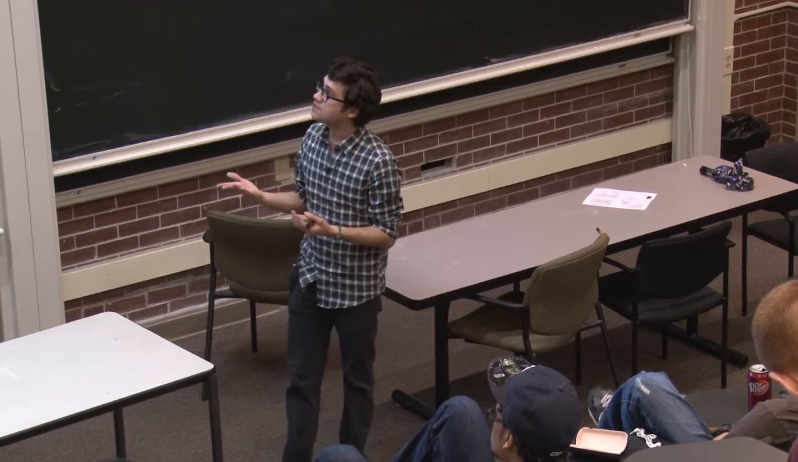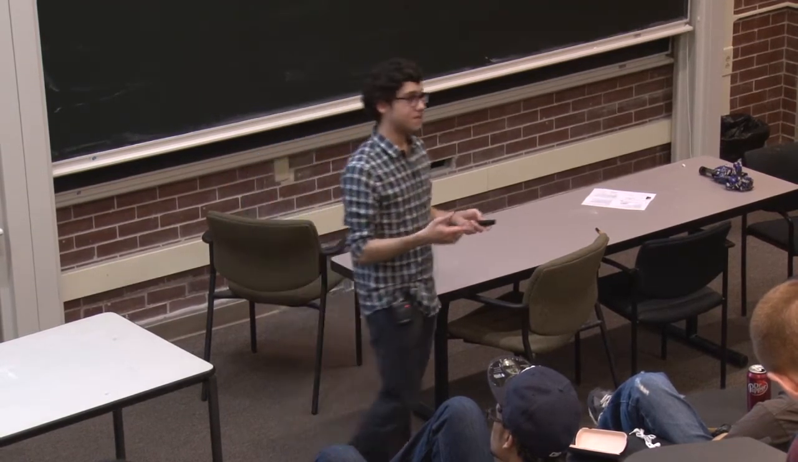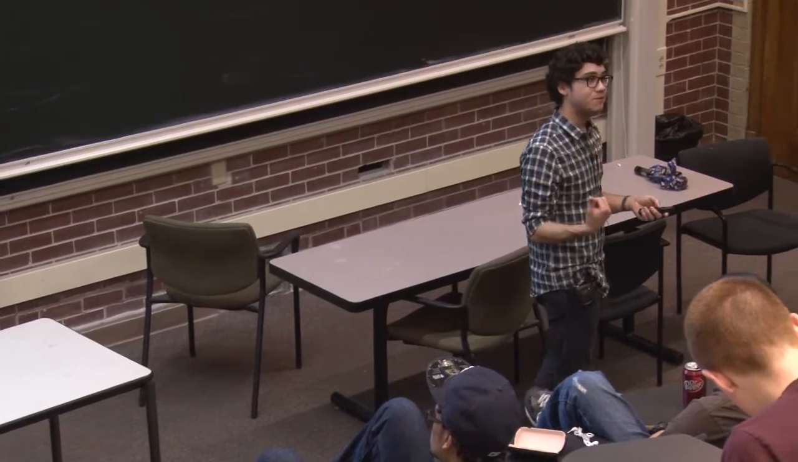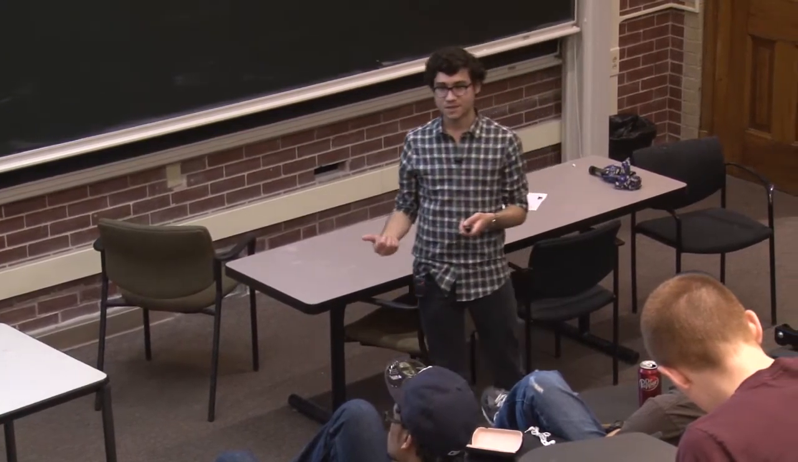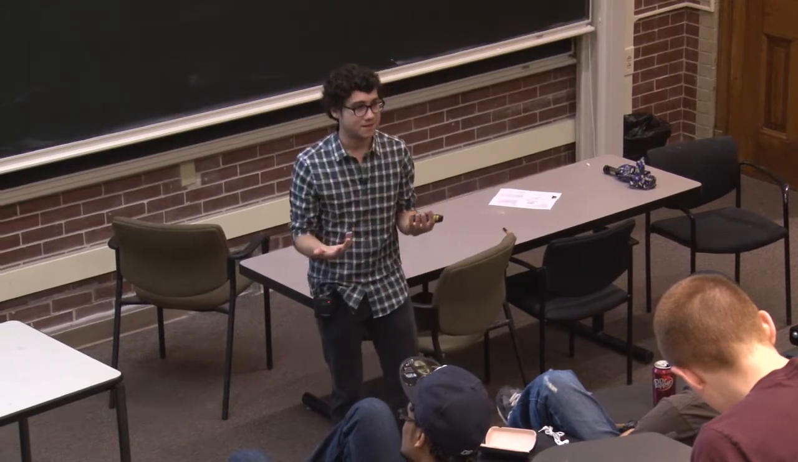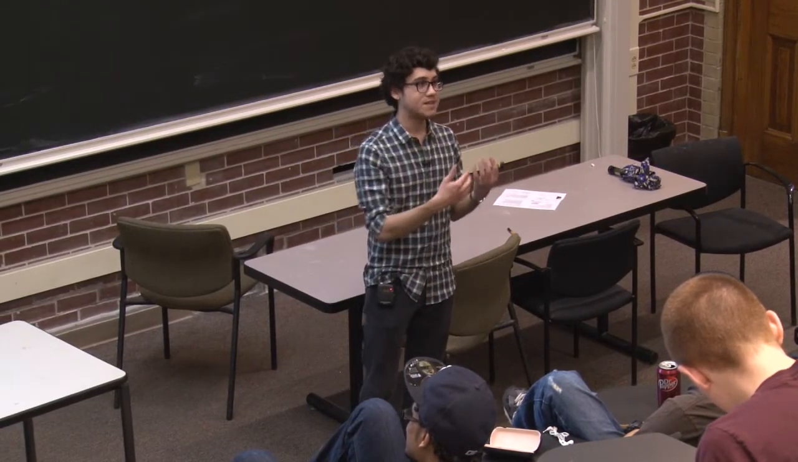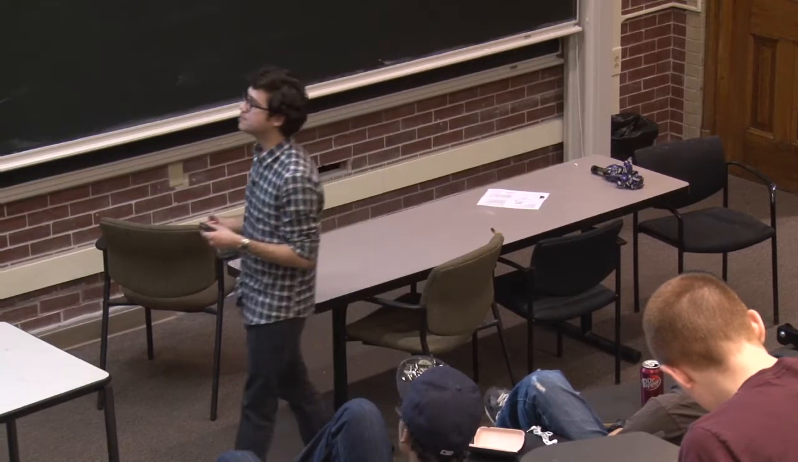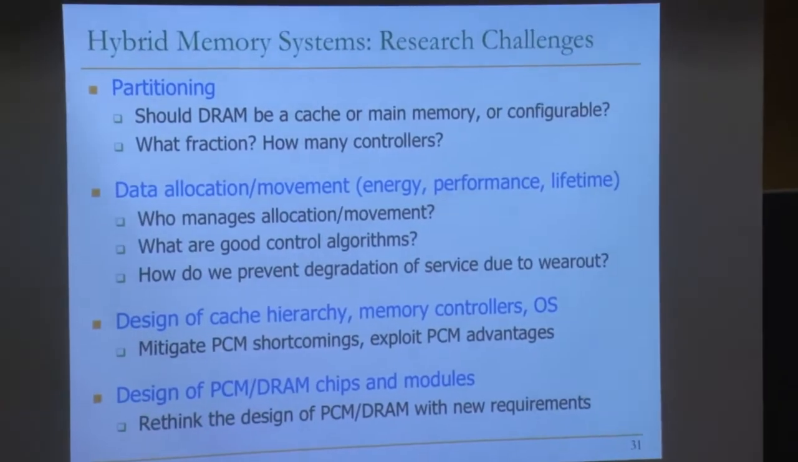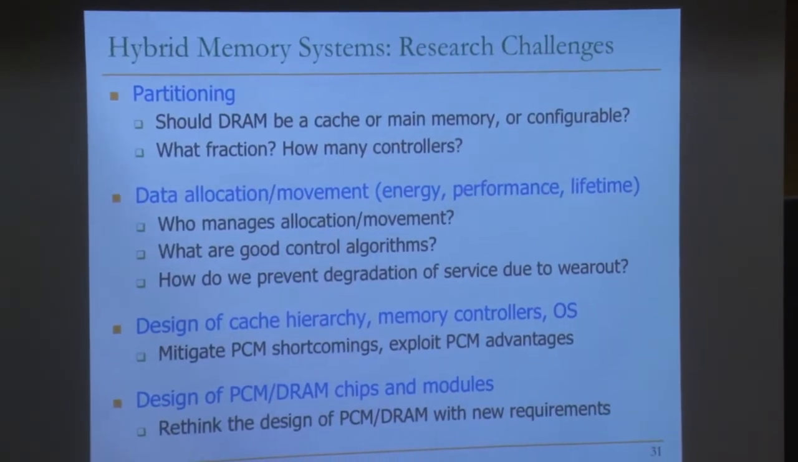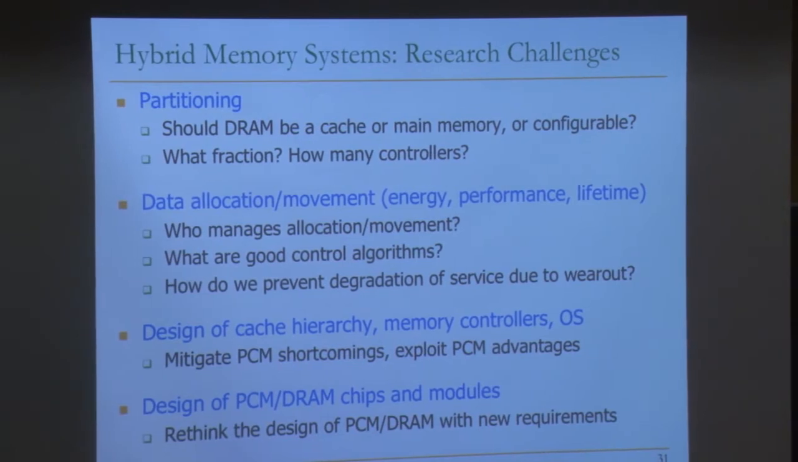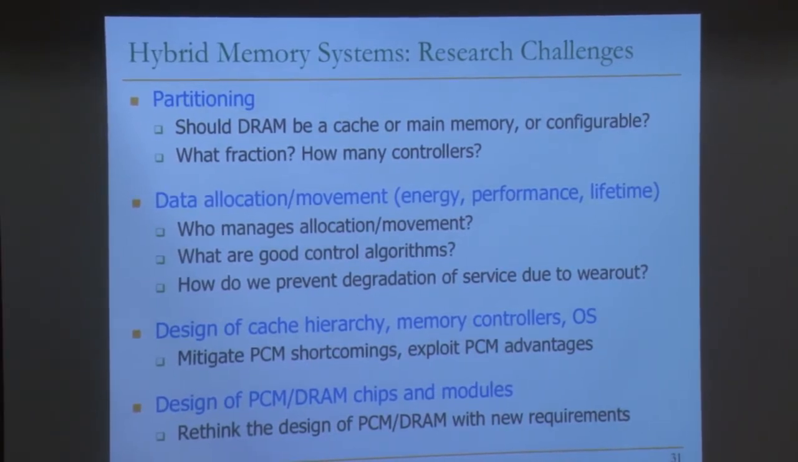How do we prevent degradation of service due to wear out? So if a PCM cell fails, which inevitably it will, how do we handle that gracefully so that we don't just get some sort of kernel panic and our system crashes? Do we deal with that at the software level, at the hardware level, or a combination of the two? How do we redesign the cache hierarchy, memory controller, and operating system to mitigate PCM shortcomings and use its advantages? And how do we even design the chips themselves and how they're connected to one another? Maybe we want to rethink the design of systems that incorporate these two devices because they have new requirements.